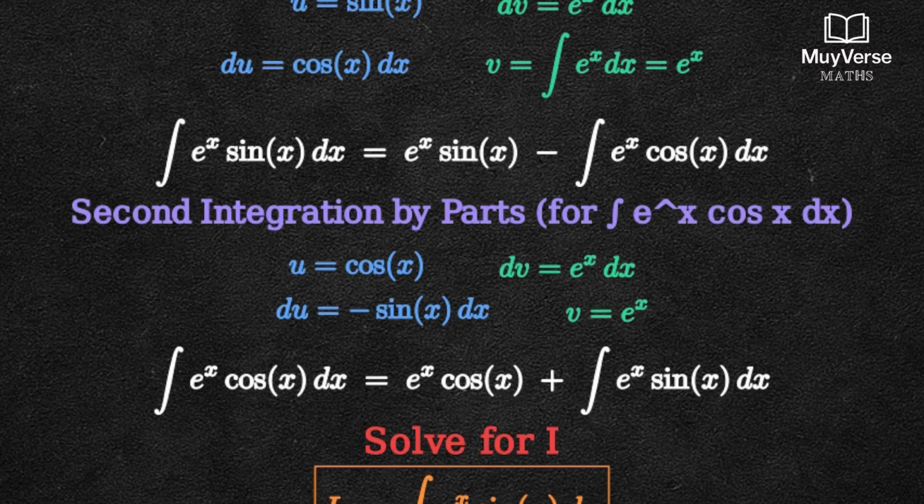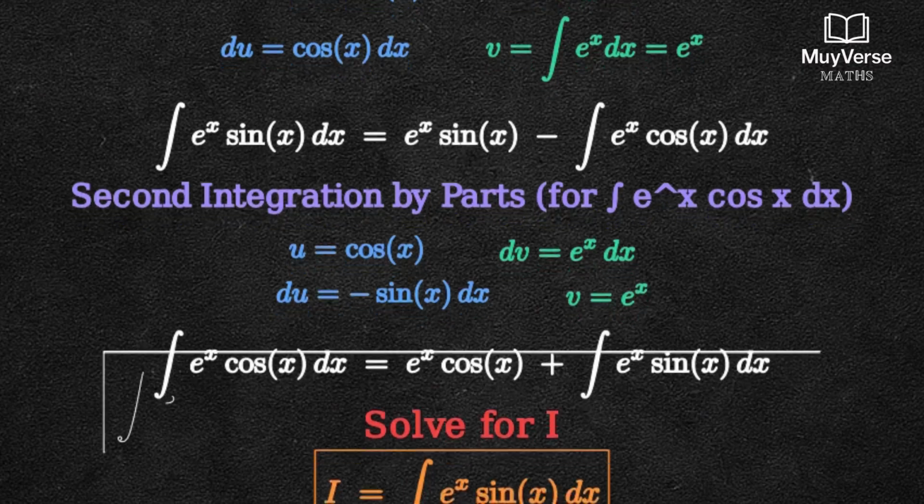From the second pass, the integral of e to the x cosine x dx equals e to the x cosine x plus I. Substitute this into the first equation to get I equals e to the x sine x minus e to the x cosine x minus I. Move terms to solve. 2I equals e to the x times quantity sine x minus cosine x. Therefore, I equals 1/2 e to the x times quantity sine x minus cosine x plus the constant c.